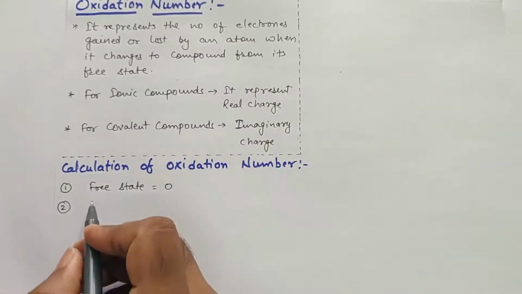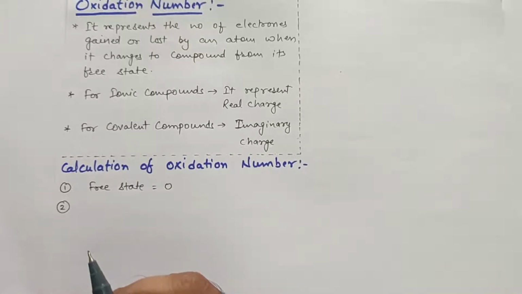The maximum oxidation state of any element will be equal to the number of valence electrons present in the atom.